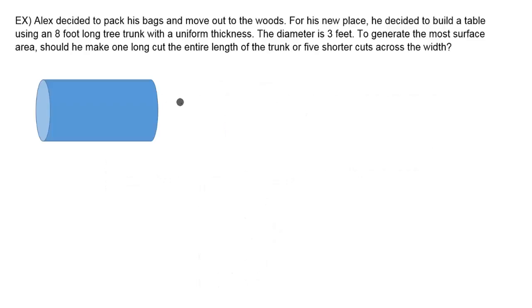In this problem, Alex is trying to make a table out of a big long tree trunk that's 8 feet long with a diameter of 3 feet. And one way he can make this is by doing a long cut that goes across the tree trunk like this. So when he makes this long cut, it's going to create two pieces. That would be piece number one and piece number two.